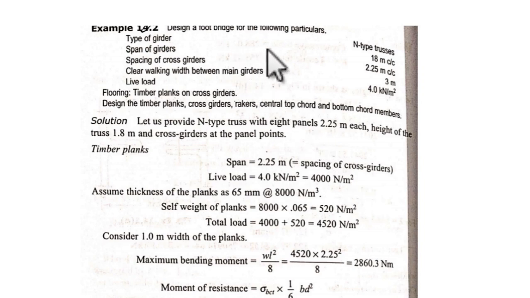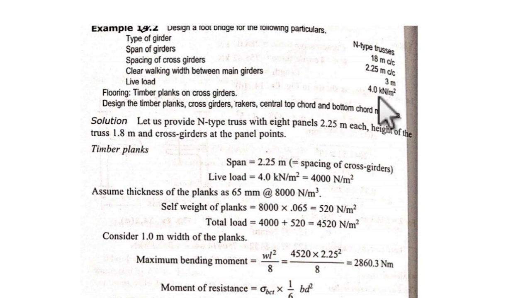Design a foot overbridge for the following particulars. The type of the girder is N-type truss. Span of the girders is 18 meters center to center. The span of the entire truss girder is 18 meters. Spacing of cross girders, that is, the girders perpendicular to the length of the main girders, the spacing is 2.25 meter. Clear working width between the main girders, that is the center to center distance between the two truss girders, is given as 3 meter.